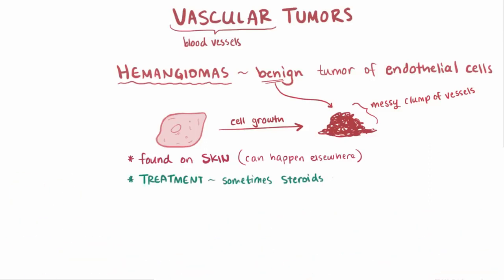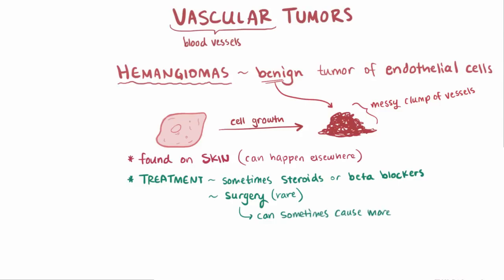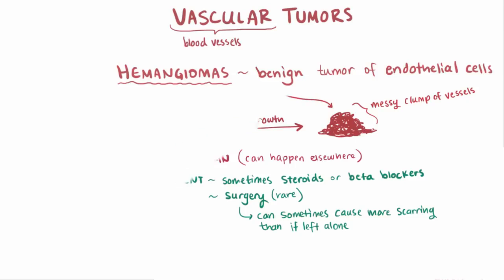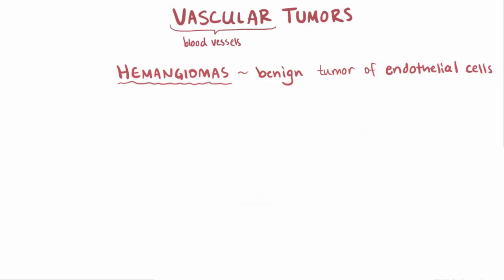Sometimes steroids or even beta blockers are used to help these regress, and only in rare situations is surgery needed. When it's clear that a tumor will regress on its own, removing the tumor surgically can sometimes cause more permanent scarring than if it's left alone. Also, there are a couple different types of hemangiomas.